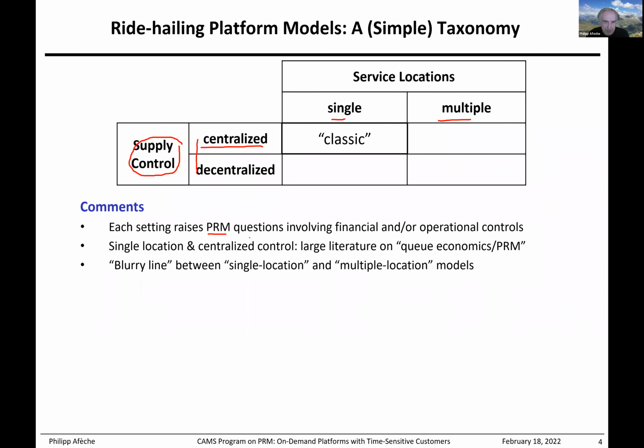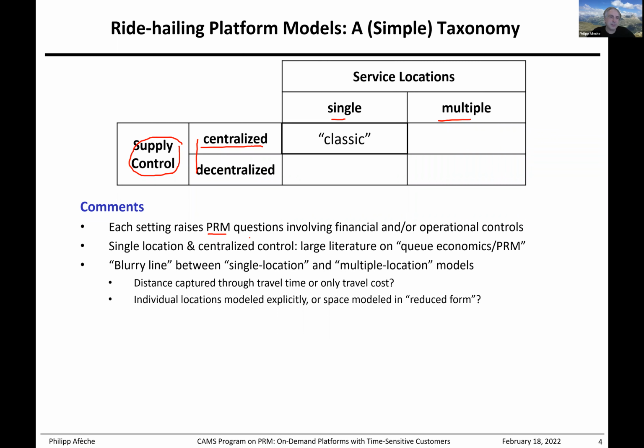Then when you think of single versus multiple location models, and you start reading these papers, there's a variety of ways in which people capture multiple location models, right? So first of all, there's a bunch of models that capture distance mainly through travel cost as opposed to travel time, right? And that still has some value. You still get some insights, and sometimes there are arguments of how introducing positive travel times doesn't really alter the results all that much. Then there's also a question of, are individual locations modeled explicitly, like you have a graph with different nodes and there's demand going from node I to node J, or is the space modeled in a more reduced form in an aggregate way, right?